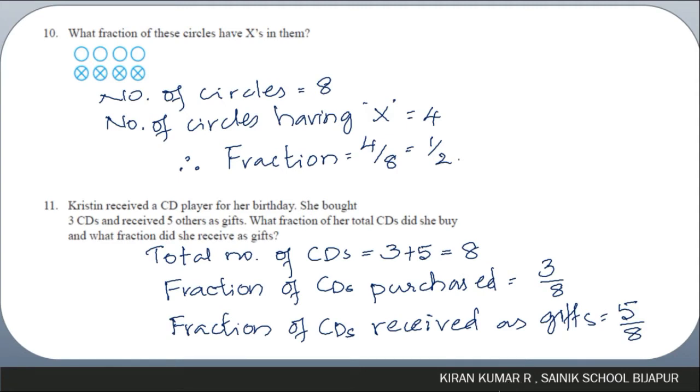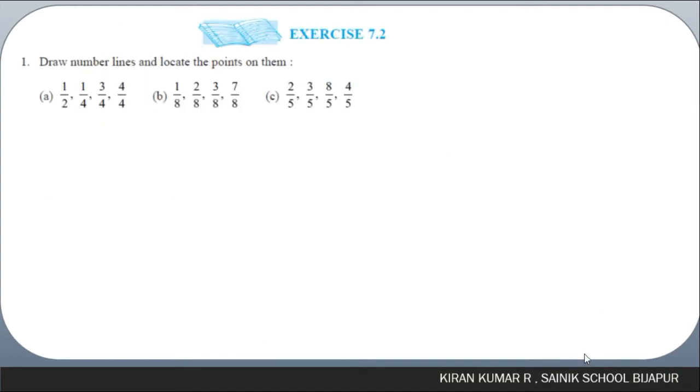With this, we have completed exercise 7.1. Let's move on to exercise 7.2. The first question in exercise 7.2 is to draw number lines and locate the points on them. The first one, we have 1 by 2, 1 by 4, 3 by 4, 4 by 4.